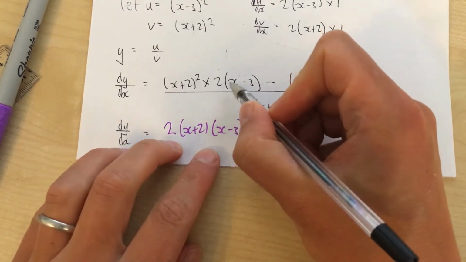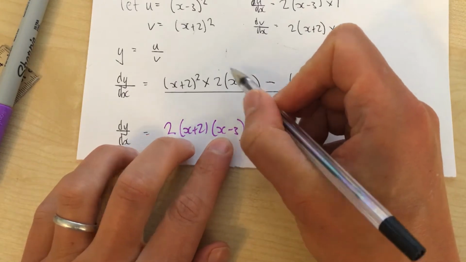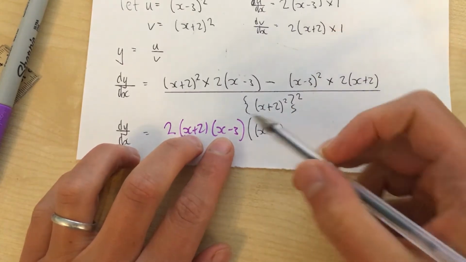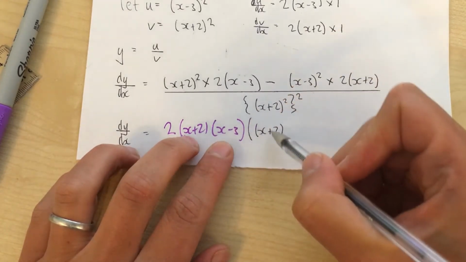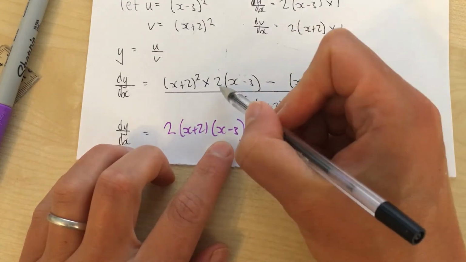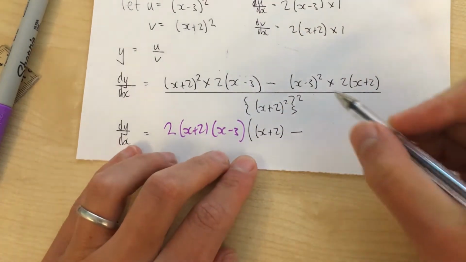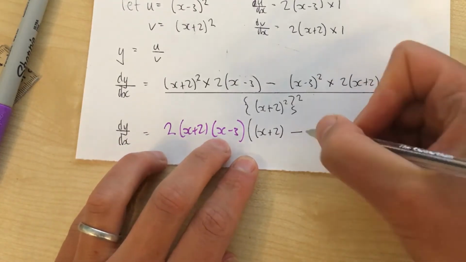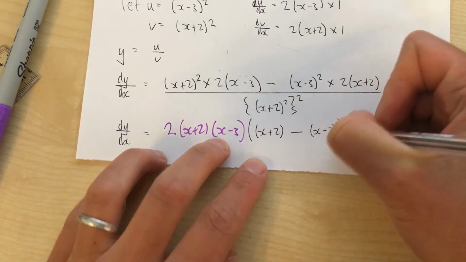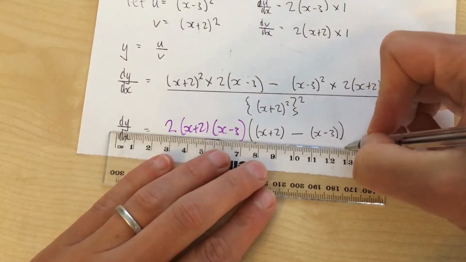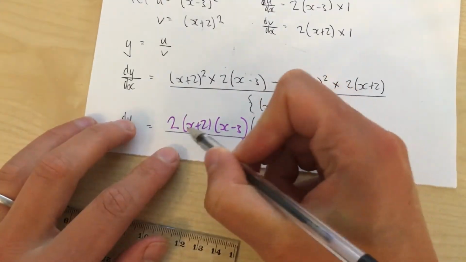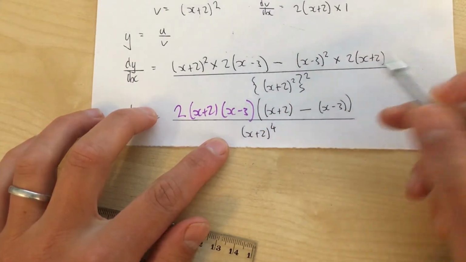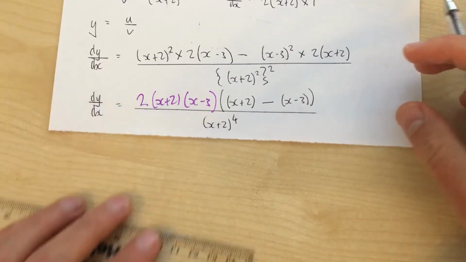So 2x minus 3 has come out as a factor, and x plus 2, so that just leaves us with x plus 2 here. So multiplying these two terms together will give me the squared, and then the 2x minus 3 is there. Take away, and here we've got a 2x plus 2, there it is, and then we've got another x minus 3 here, and that is all over, these are the factors that I took out there, it's all over x plus 2 to the power of 4, which is the square of the square.